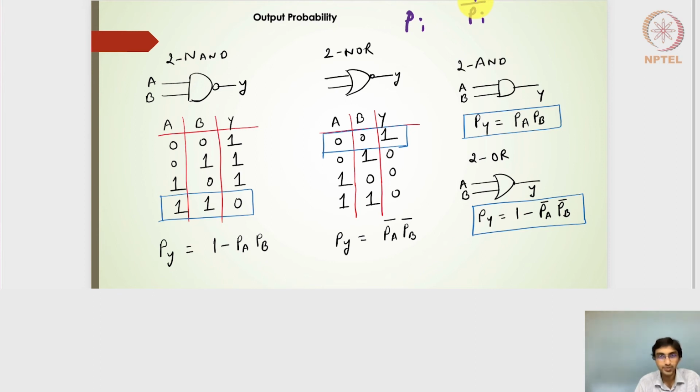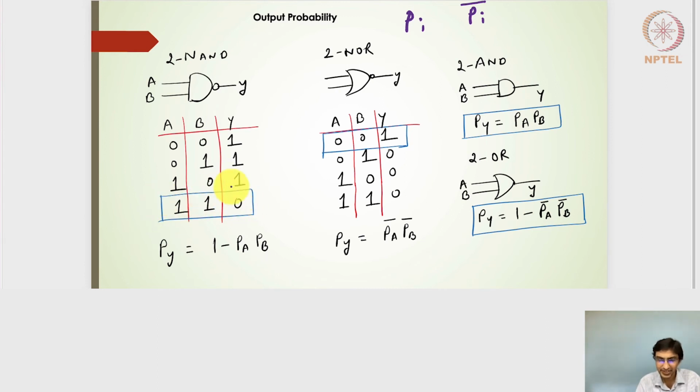So let's take up a 2-input NAND gate. So I have 2 inputs to the NAND gate, and the output is Y. For a 2-input NAND gate, I can form the truth table. If it is 0, 0, I'll have 1. If it is 0, 1, I will have 1. If it is 1, 0, I will have 1. If it is 1, 1, I will have 0.